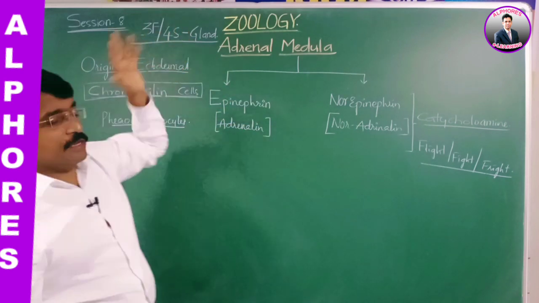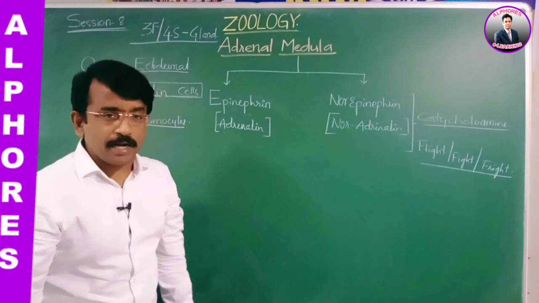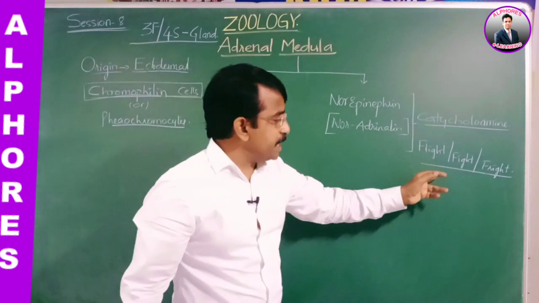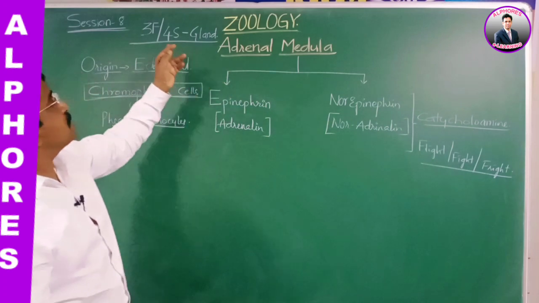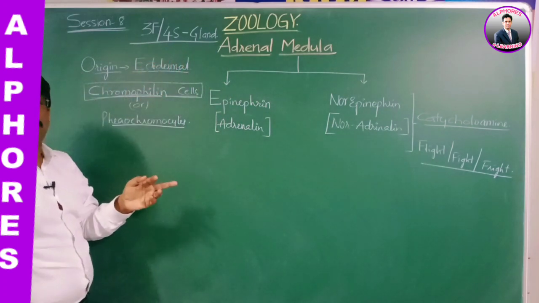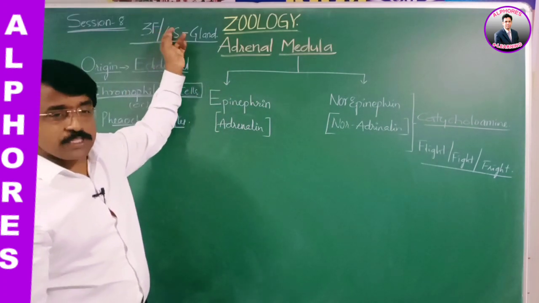3F4S gland implies the adrenal gland, in which the medulla is for flight, fight, fright, whereas that of the cortex is a 4S gland.